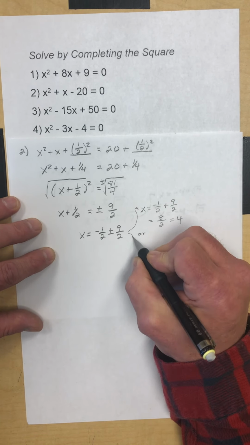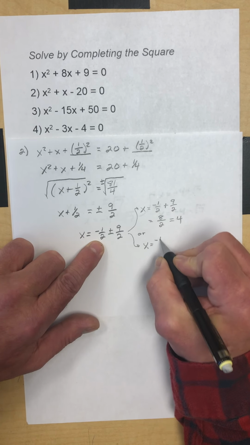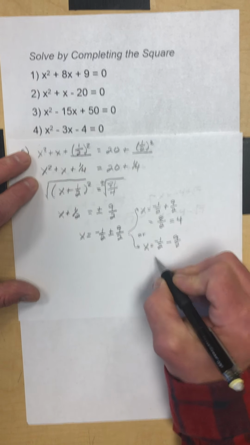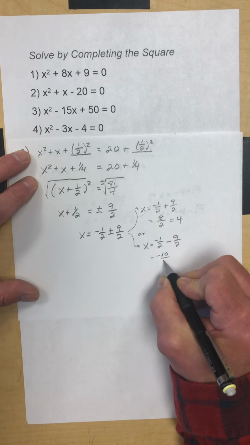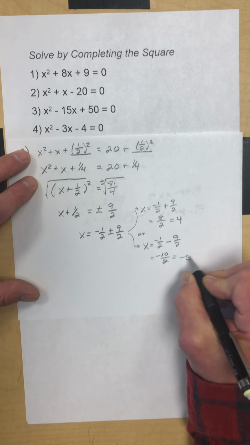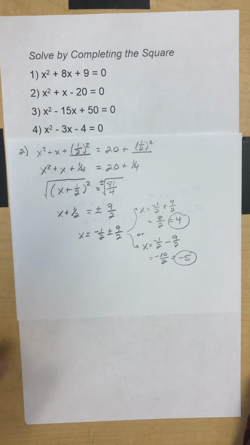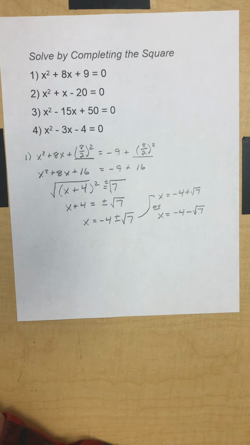The other one would be x equals negative 1/2 minus 9/2. Okay, so let's see, negative 1/2 minus 9/2, that's negative 10/2, which is equal to negative 5. So we get 2 rational solutions. Okay, so we're good there. Got those out of the way. Let's go down to the third one.